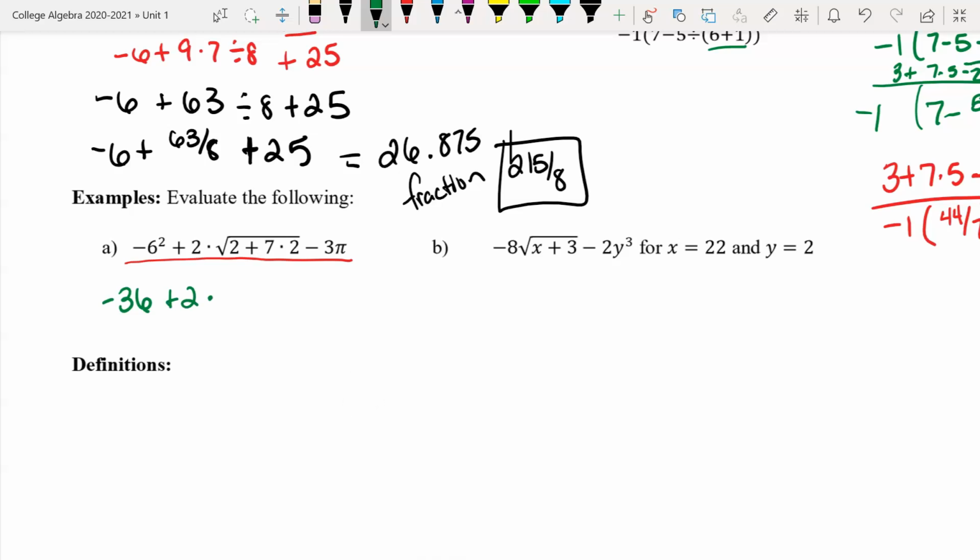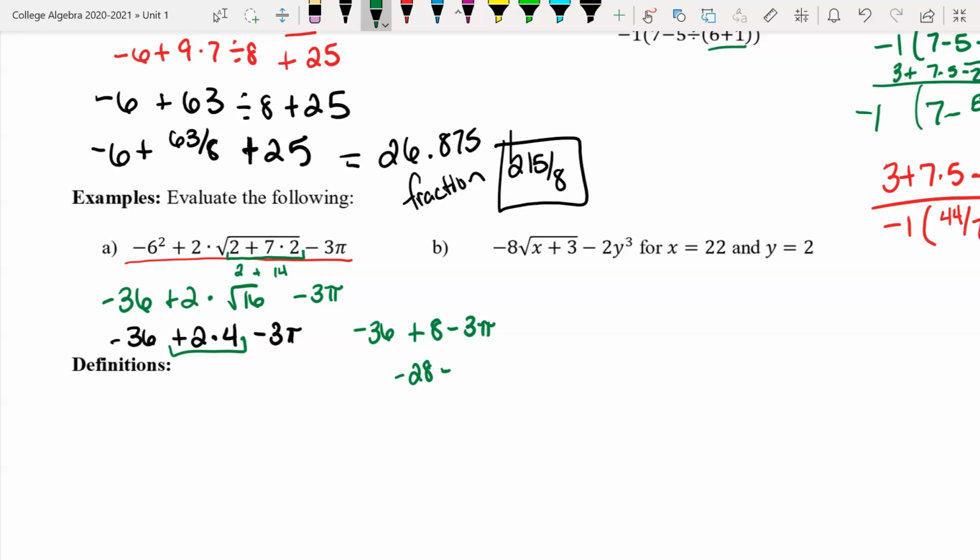I got to do what's inside here first, and then I'll square root it. So I would do 7 times 2 plus 2, which is 16. So I'm taking the square root of 16. And I'm subtracting 3 pi. All right, so I would take negative 36 plus 2 times 4 minus 3 pi. 2 times 4 comes next. Negative 36 plus 8 would be negative 28 minus 3 pi. That would be your answer because you're writing it in terms of pi.